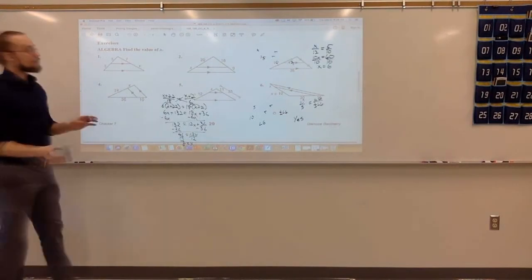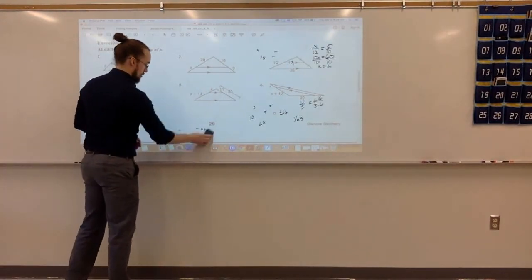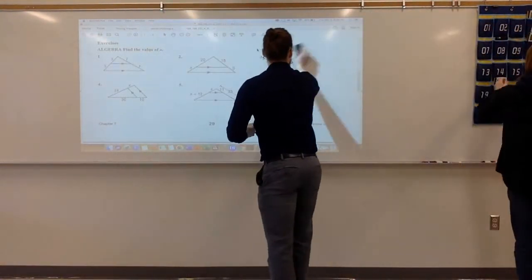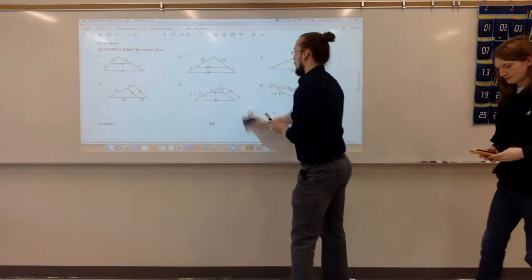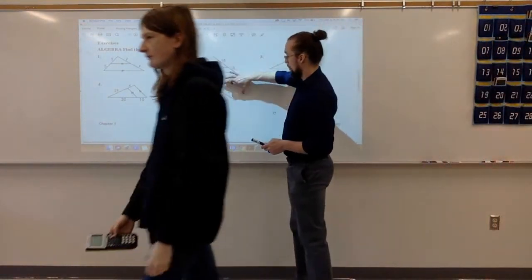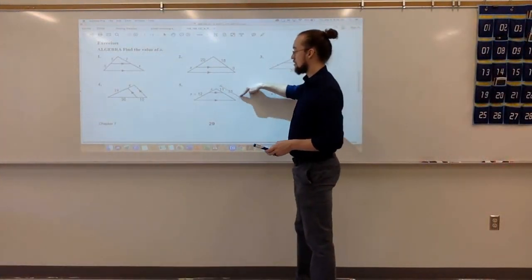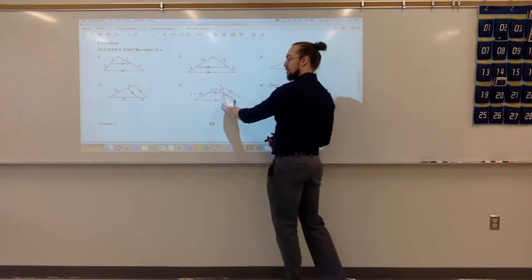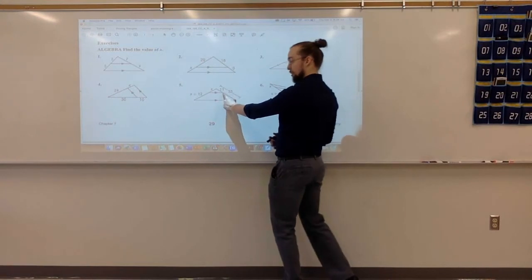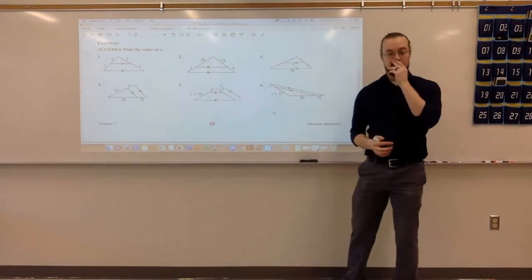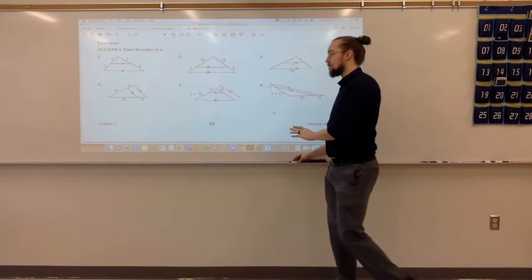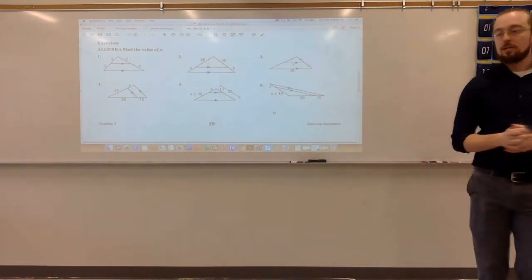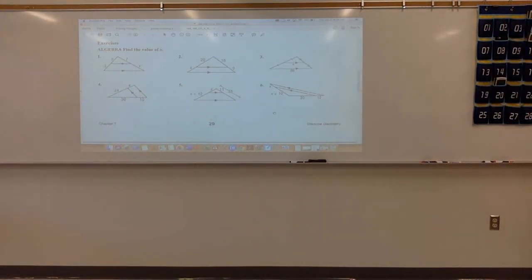Now I do want to point one thing out. On number 5, we're given the entire length of this side. So to use the idea that we've been talking about, we need to just find this piece to set up the proportion. So I'll leave you with that, see if you can figure that one out. Let's take a minute or two here and see what we can do with some of these.